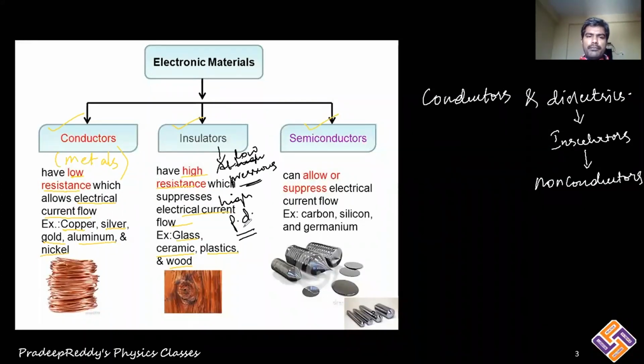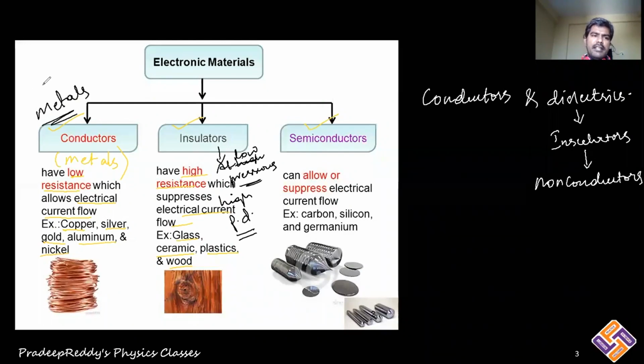Those materials are called non-conductors, or even dielectrics. Dielectrics will allow electric charge to flow under very high potential difference, of the order of 10 power 5, a very large value. So usually for electric current, we will not be selecting these kinds of materials. For electric current to flow, we will always be selecting metals.